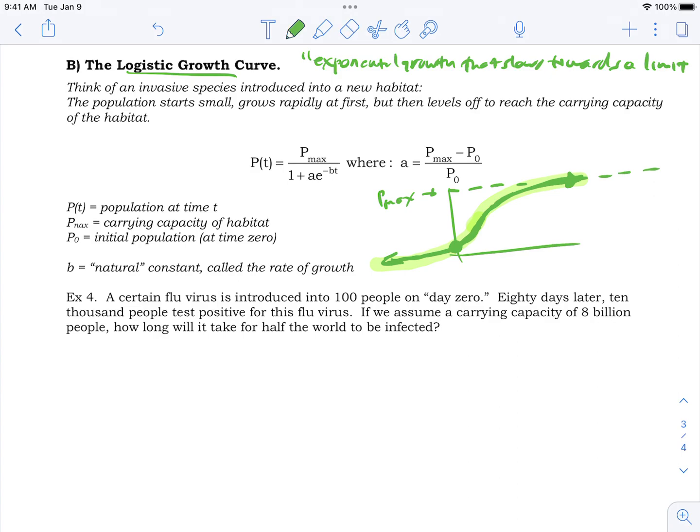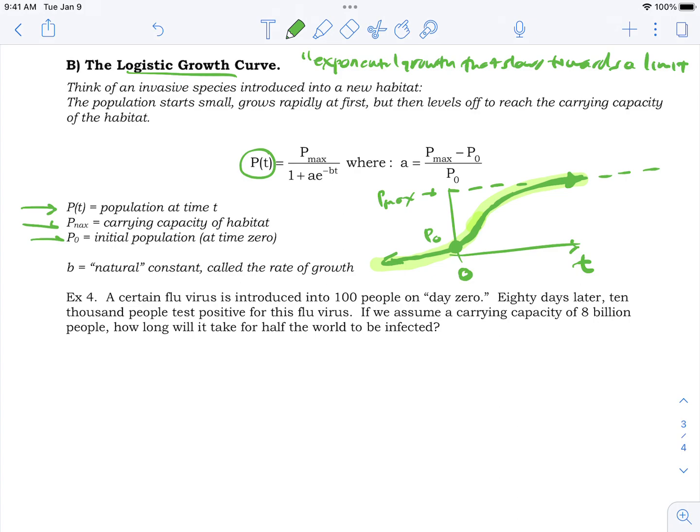So we've got some parameters here. First of all, P of t, that's the population as a function of time. Pmax, that's the carrying capacity I was talking about. P naught, that's your starting population. Whatever this value is here, that's called our P0, P naught. That's our population at time 0, because we have to call that time 0 for this formula to work. That's time 0, and time goes by this way.